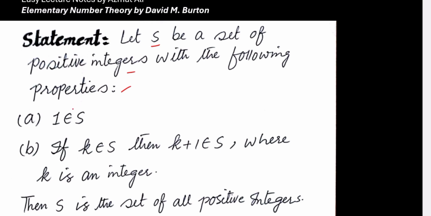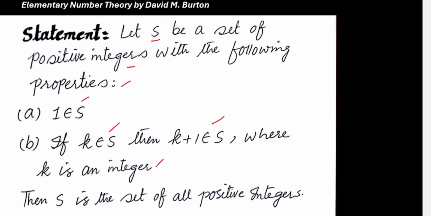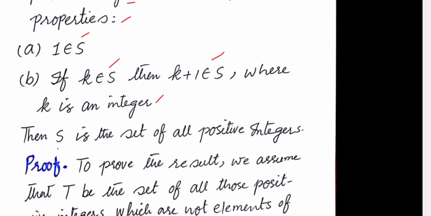First property: 1 is an element of S. Second property: if k is an element of S, then k plus 1 also belongs to S, where k is an integer. If a certain set S satisfies these two properties, then we say that the set S is actually the set of all positive integers. If set S satisfies these two conditions, then S is equal to the set of natural numbers. In other words, the set of natural numbers satisfies these two properties.